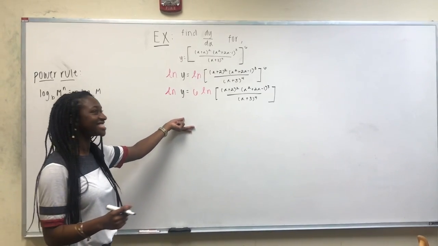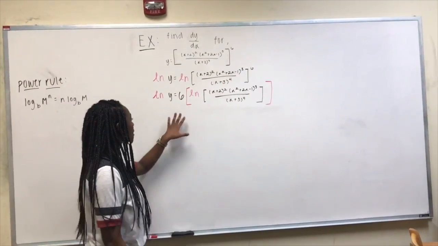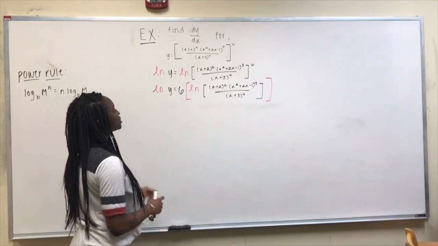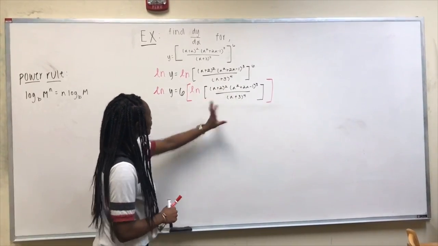And it should look something like this. So after applying the power rule, we are now going to break up the argument within the brackets.